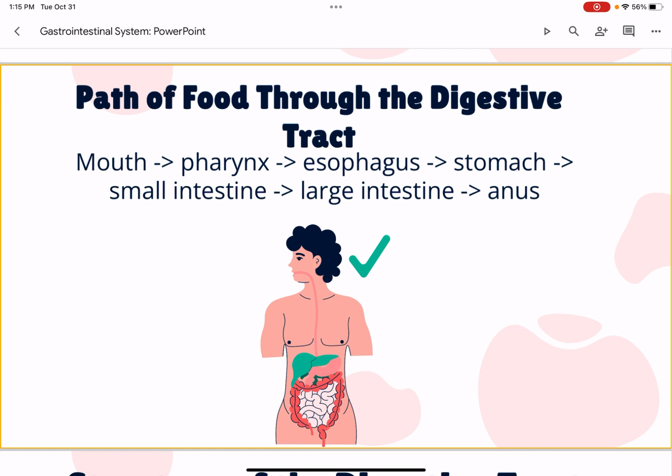The accessory digestive glands are not part of the digestive tract. They secrete digestive juices into it. The salivary glands, liver, and pancreas are 3 types of accessory glands.